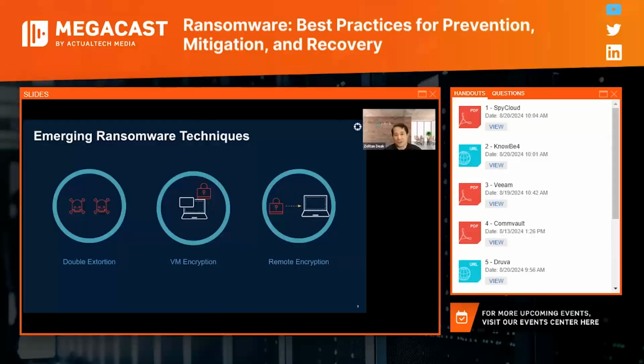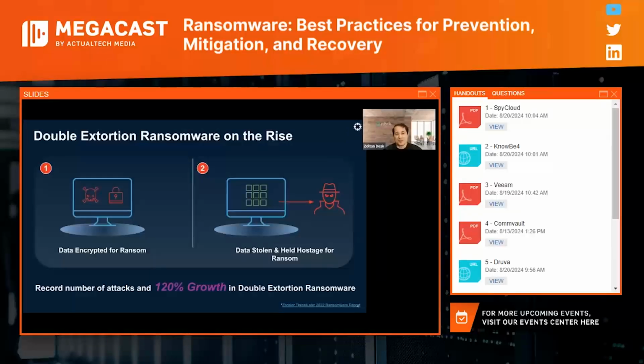In the past year or so, we've seen 3 different ransomware approaches in particular really gaining momentum. Double or multiple extortion ransomware, ransomware targeting your hypervisors, and remote encryption ransomware. They're all ransomware, but they all leverage various wrinkles to get the job done. So let's talk about each of them. All right, so first let's talk about double extortion ransomware.